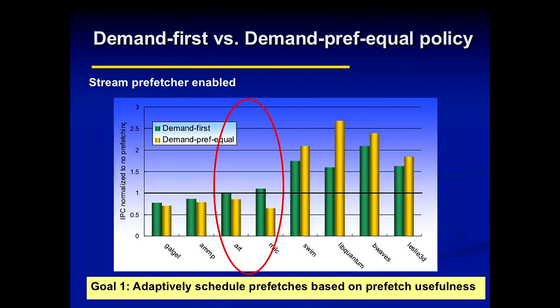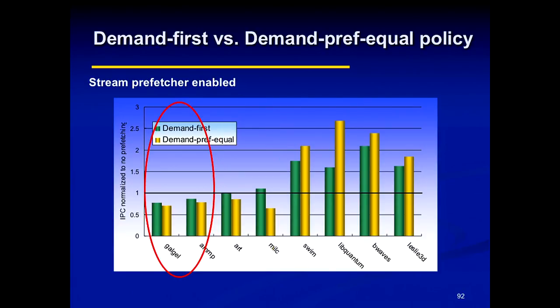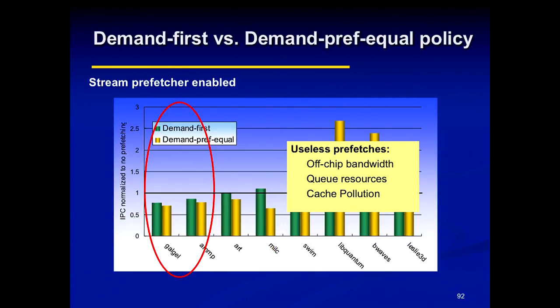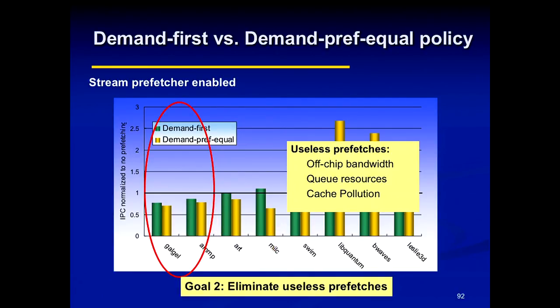The question is, how do you do that? Well, if you take into account prefetch usefulness, you can actually try to guide that policy. That's the one idea. And the second thing that we haven't really discussed is this.